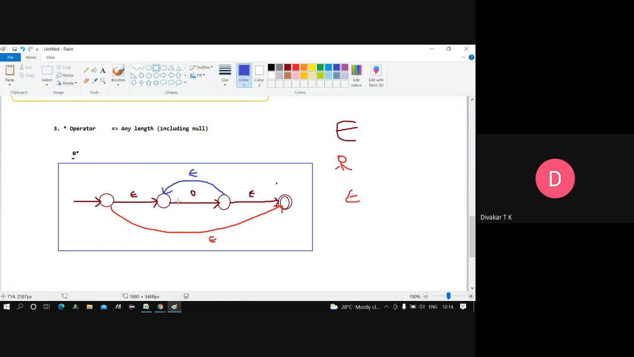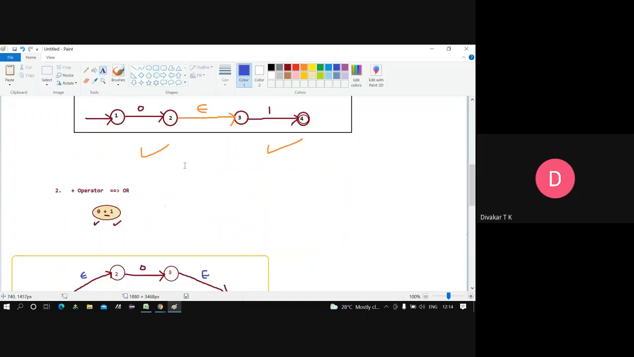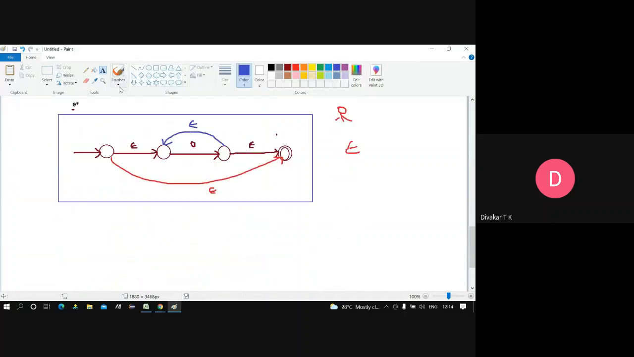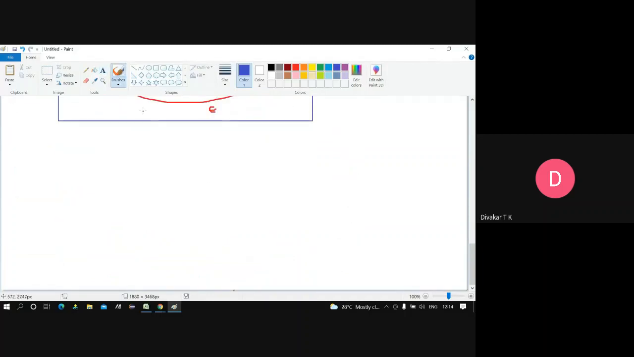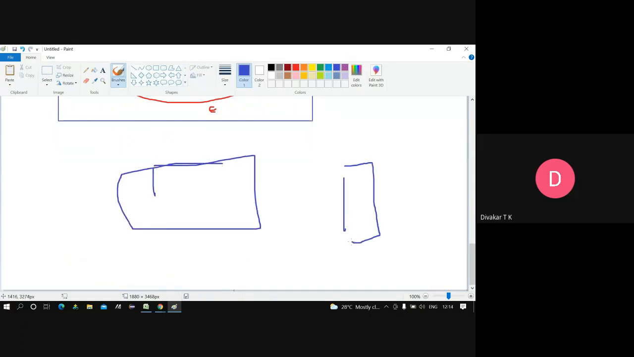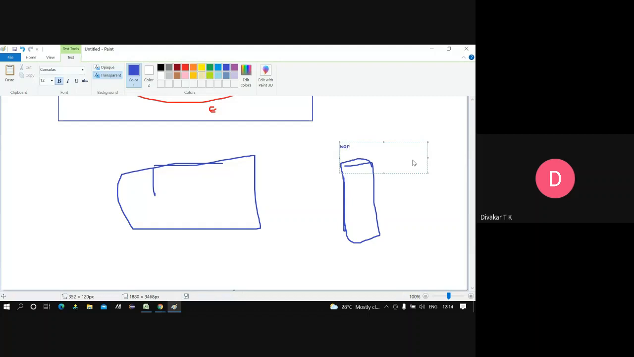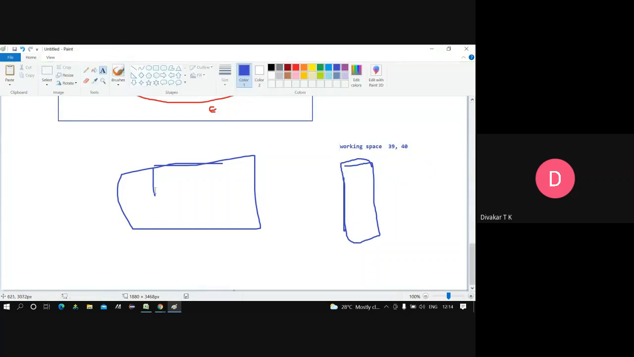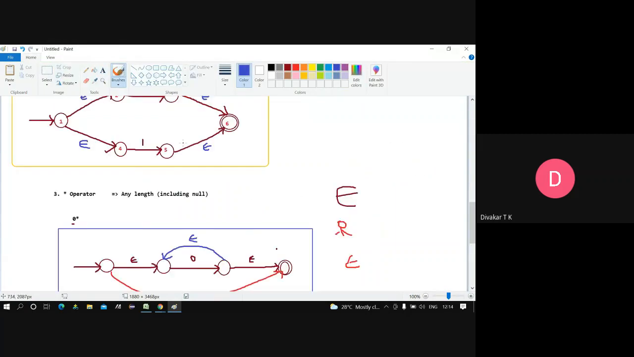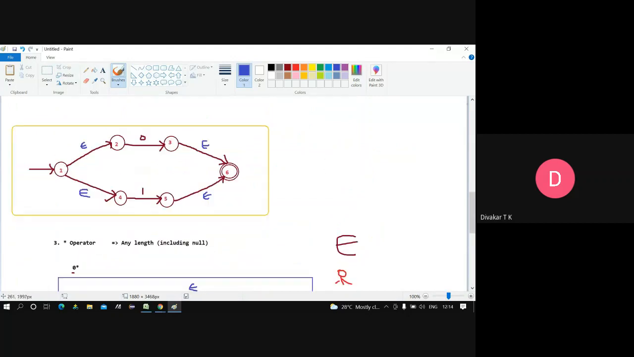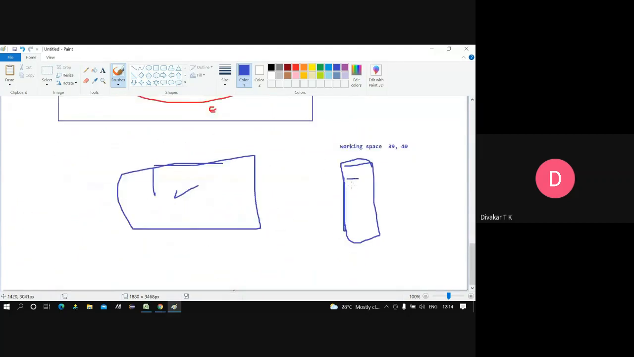Note it somewhere. It's very important. If you don't know these three things, it is very difficult. What is the tip I can give you? As soon as you enter the examination hall, there is a last page. Always use the last 1 or 2 pages for working space, for example the 39th or 40th page. And as soon as you enter the examination hall, write these three: dot operator, plus operator, star operator, in the last page.